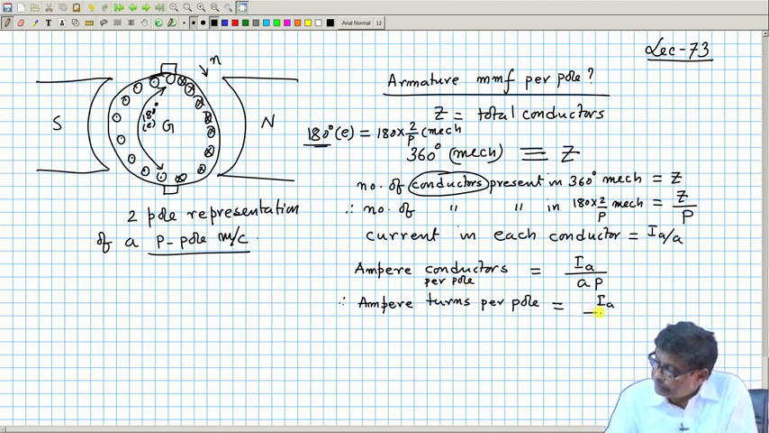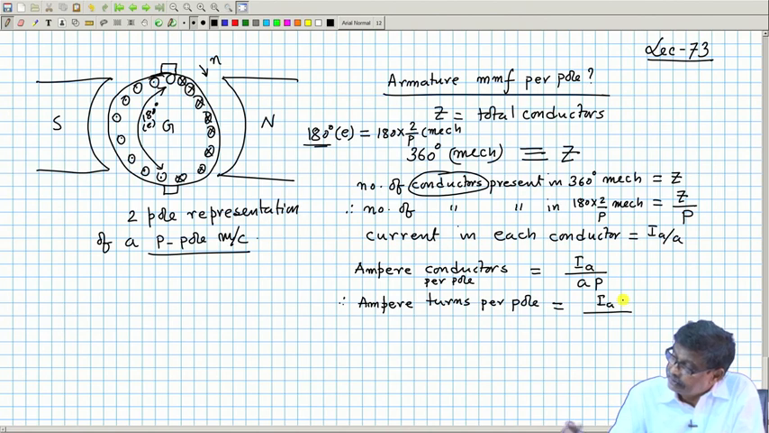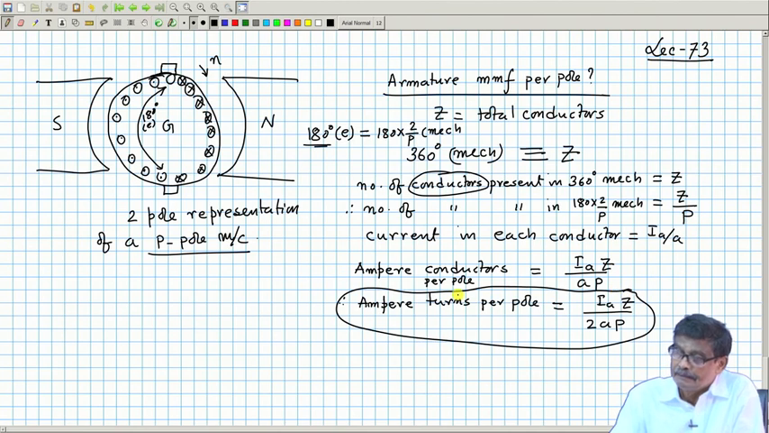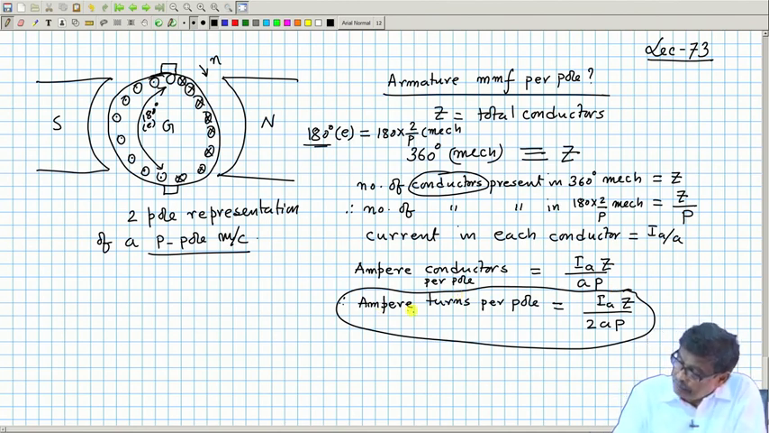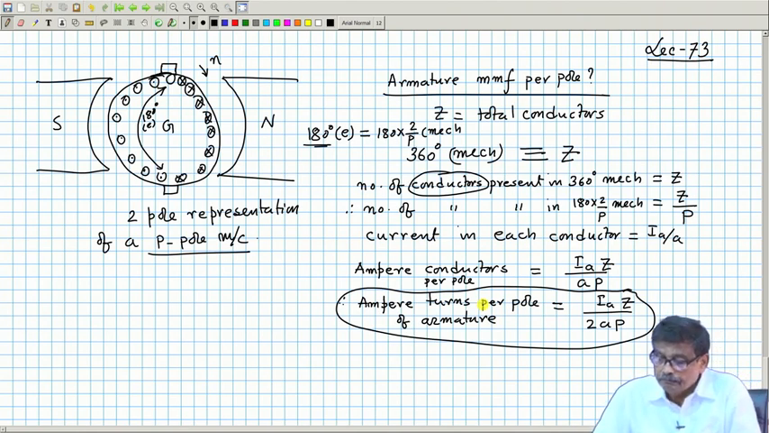divided by, where is Z gone? Here, ampere conductors, Z will be on top. So, Ia Z by 2 A P. This is the thing. This is the ampere turns per pole, ampere turns of the armature. Field is a separate thing, it is there.